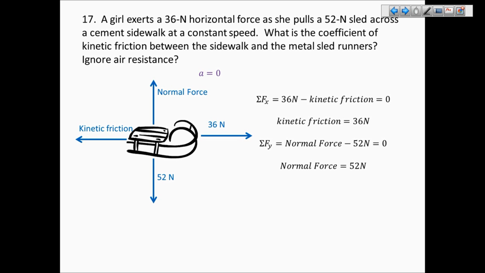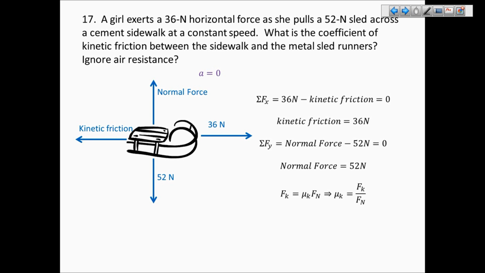Not a big surprise. Now, in both of these sum of forces, they were set equal to 0 because sum of forces equals mass times acceleration. And as you can see labeled in the picture, acceleration is 0. That's because of the two words constant speed.